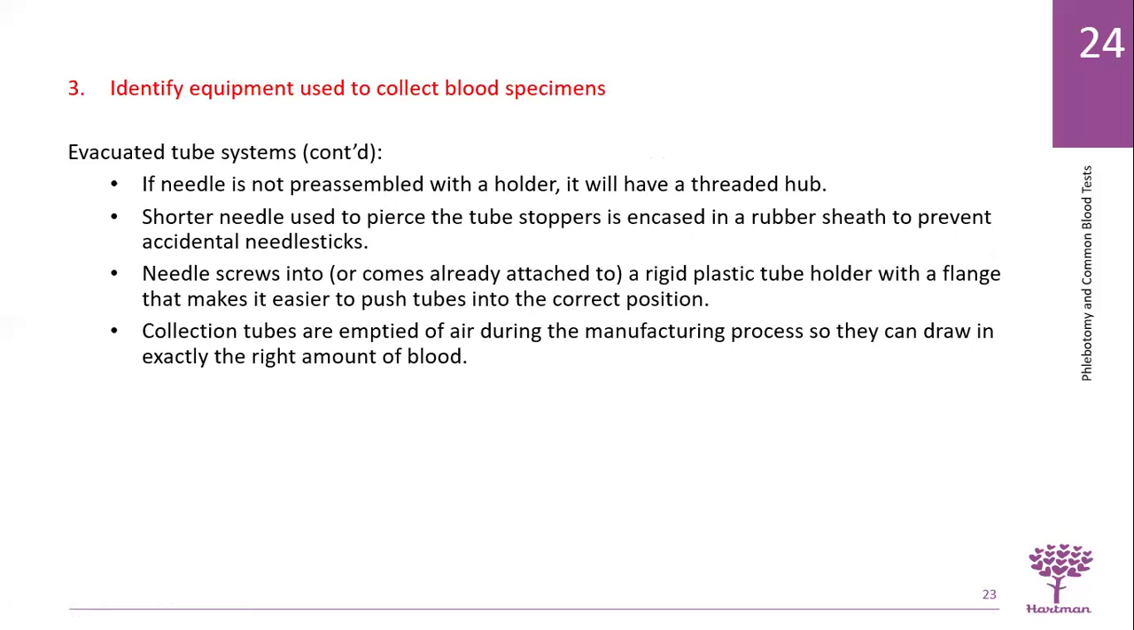Shorter needles are used to pierce the top. The tube stopper is encased in a rubber sheath to prevent accidental needle sticks. Needle screws into a rigid plastic tube holder with a flange that makes it easier to push tubes into the correct position. Collection tubes are emptied of air during the manufacturing process so that they can draw in exactly the right amount of blood. So you should have seen that on the video we just watched.